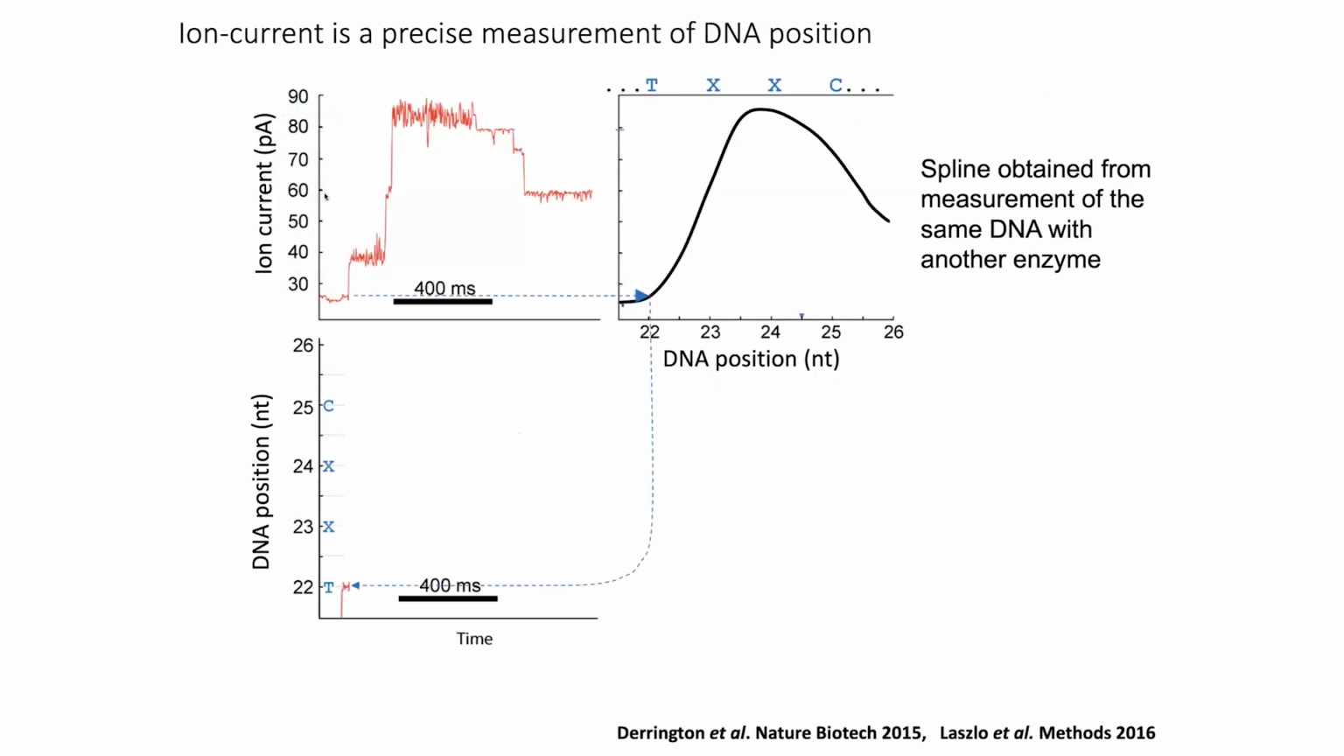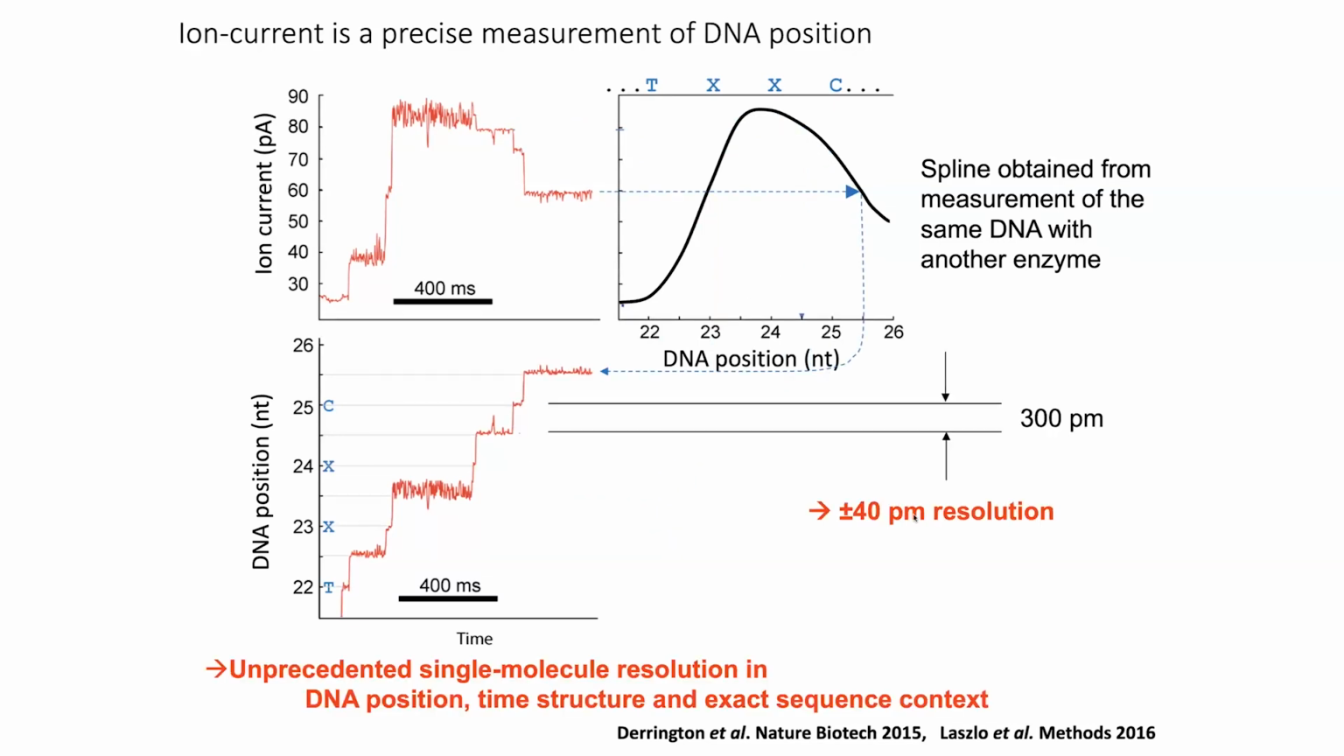But what you can do is take ion current, and if you know what this smooth pattern is, because you know what the DNA sequence is that you're walking on, then you can convert ion current as a function of time into DNA position as a function of time. And it turns out you're able to really resolve these steps with really high spatiotemporal resolution.